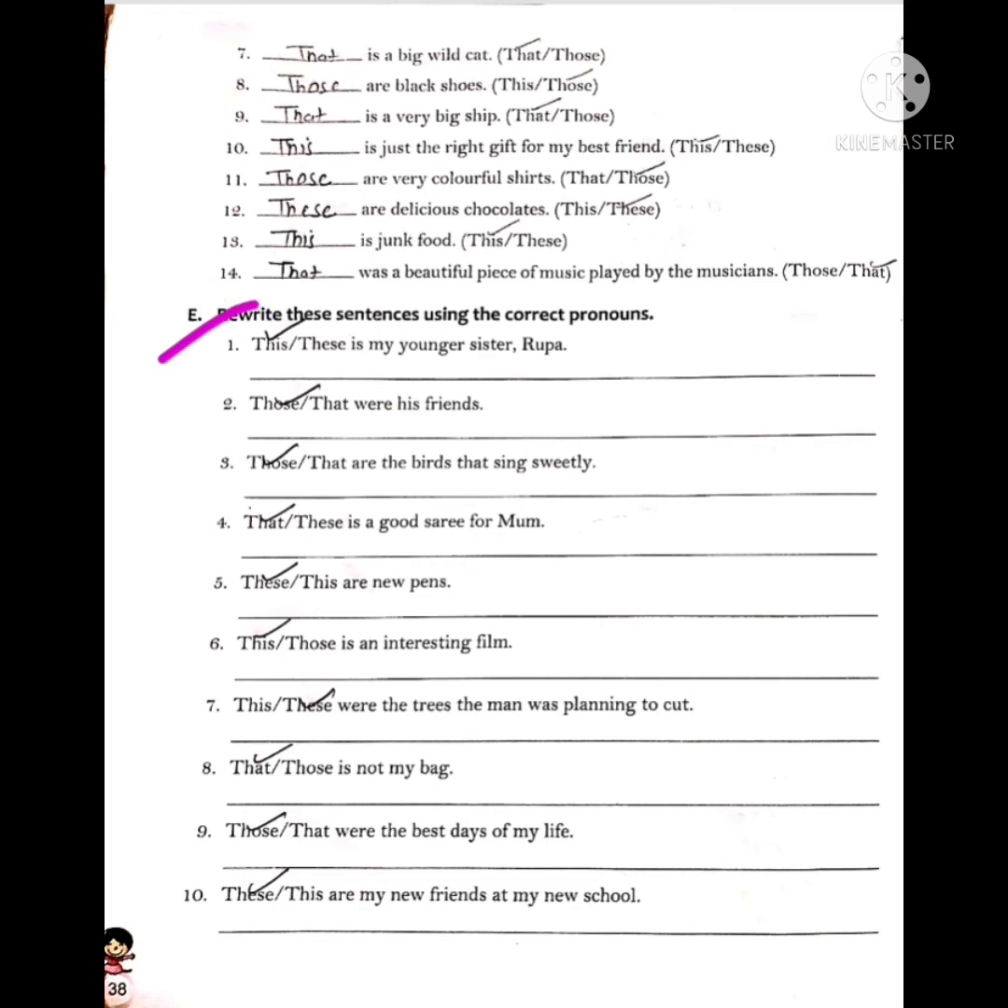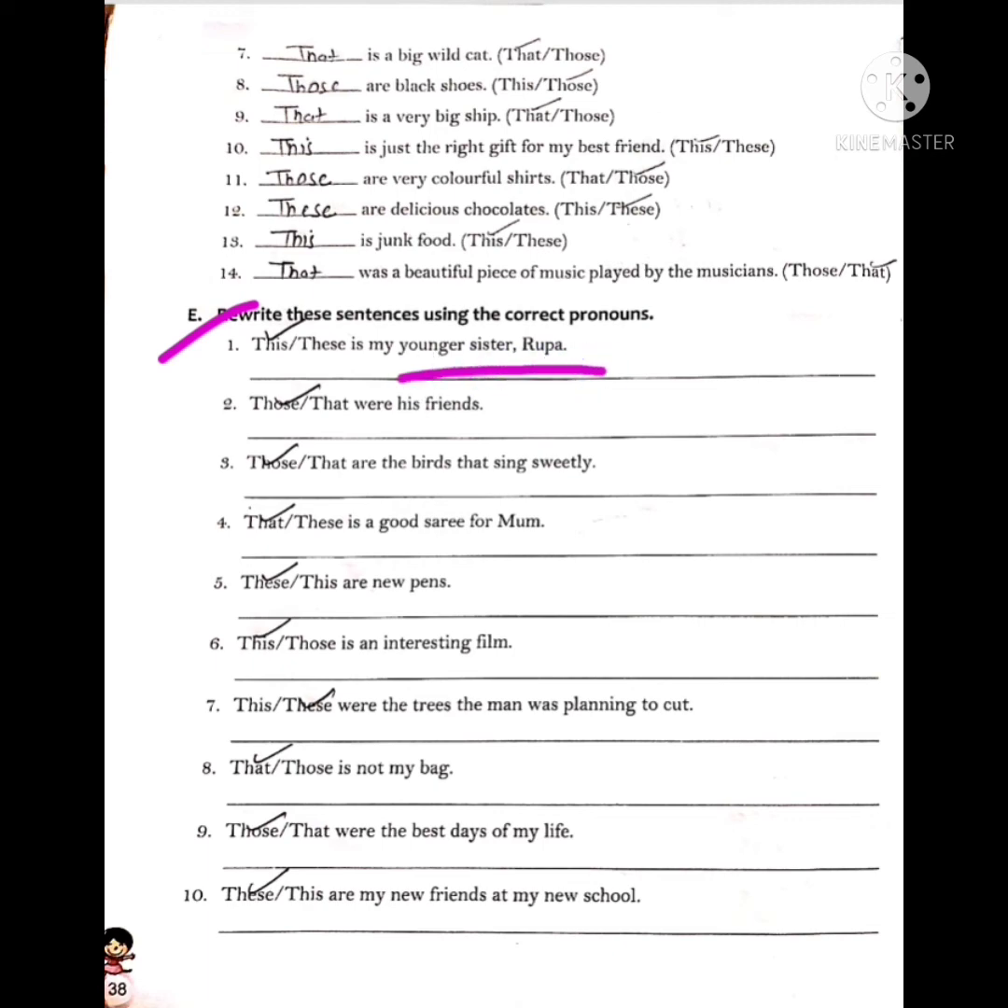Again you have to solve the rest of the exercise in this way. If you find any problem, you can ask me at any time. Next, see the E part. Rewrite the sentence using the correct pronouns. Now you have to rewrite this using the correct pronouns, that is demonstrative pronoun: this, that, these, those, whatever in the sentences.